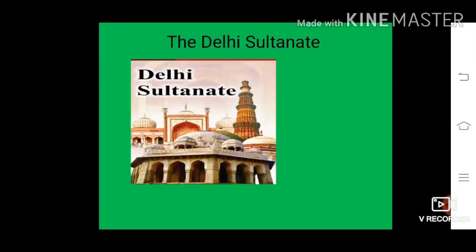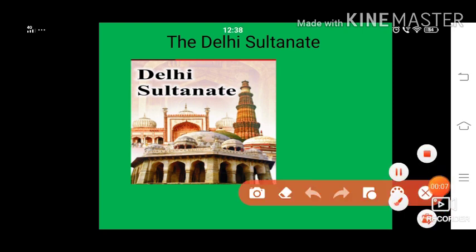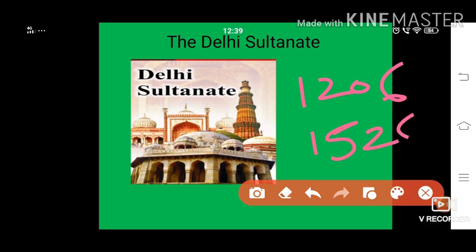Dear students, this is your chapter number 3, the Delhi Sultanate. The period between 1206 AD and 1526 in India's history is known as the Delhi Sultanate period.